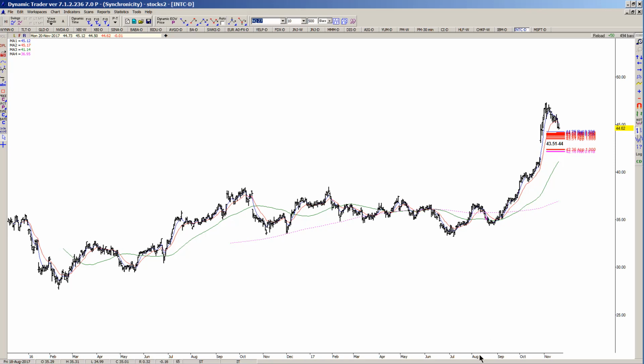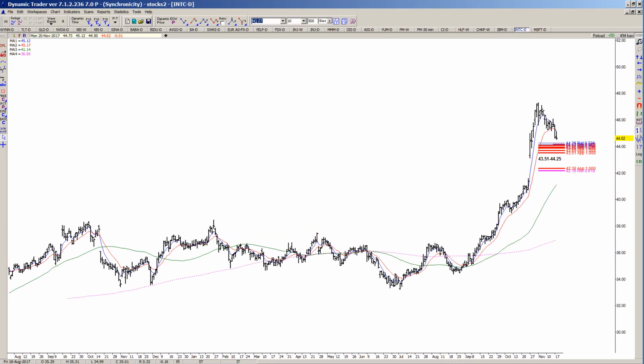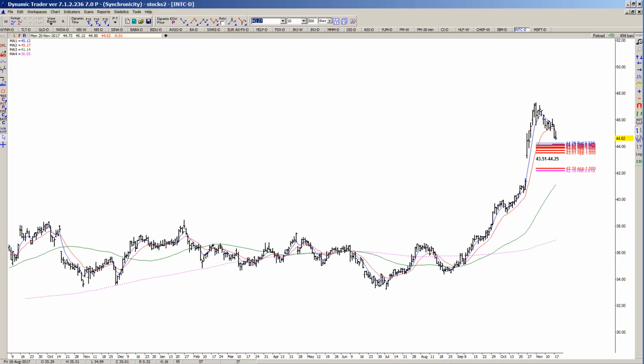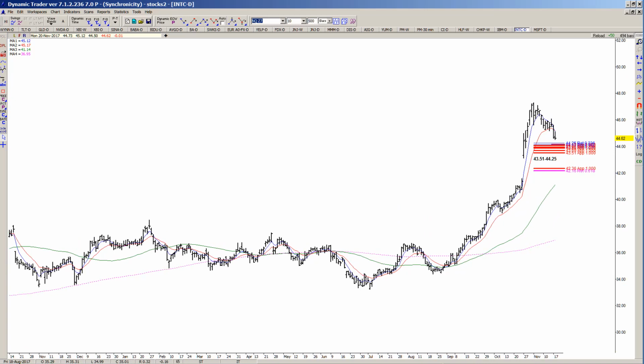If you don't understand triggers, you can learn more about it on my site. But basically, it's just price action that tells you that it's worth placing a bet against a particular zone.